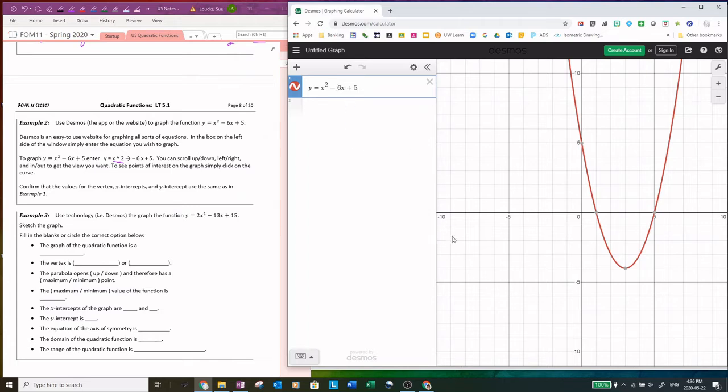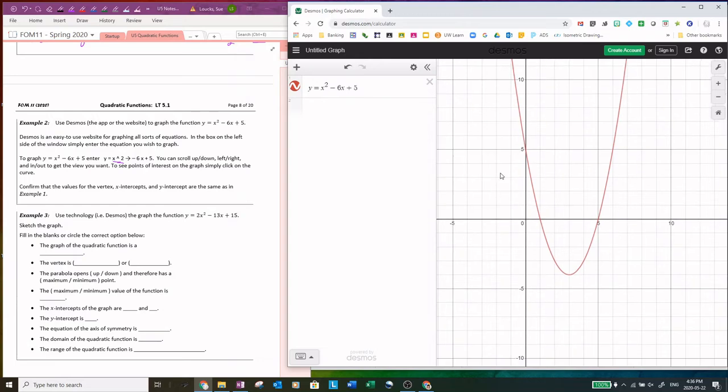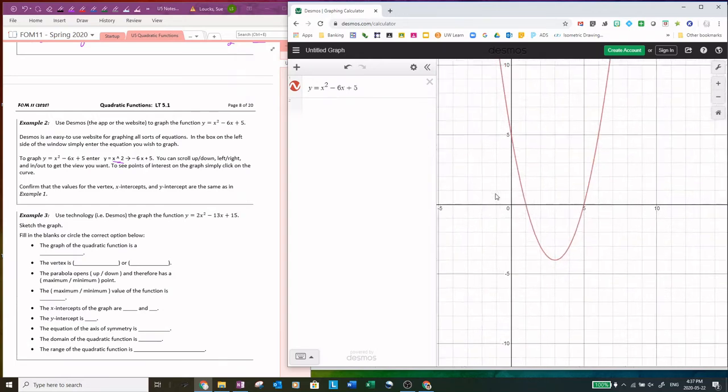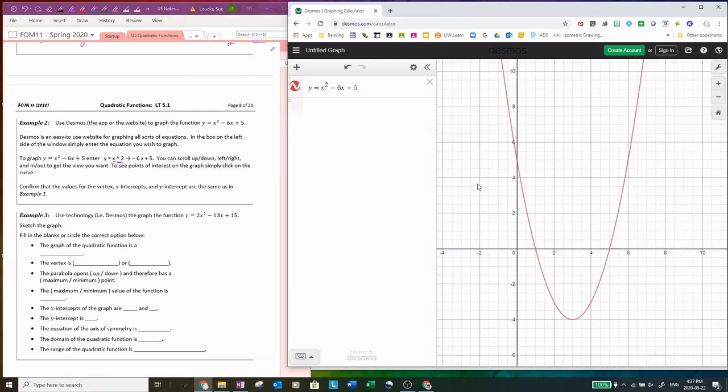You can see I can grab it and move it around. I can use my scroll wheel to zoom in or zoom out. And if I click on that red line, it highlights some points of interest for me. It highlights the y-intercept, which is (0, 5), the x-intercepts, and the vertex. You see there are those little gray dots there. It's so helpful. Please use it. It makes life easier for you.